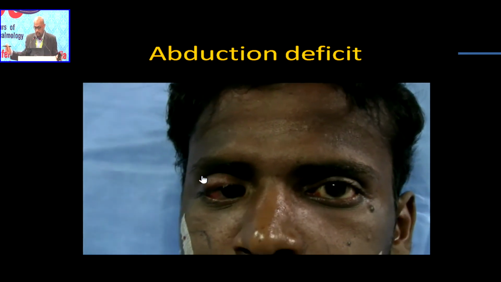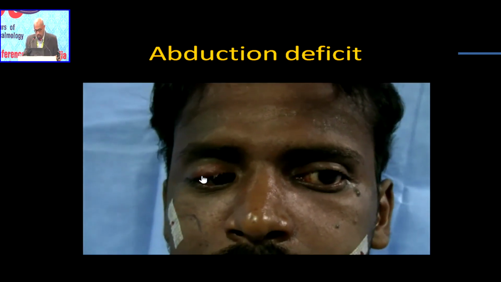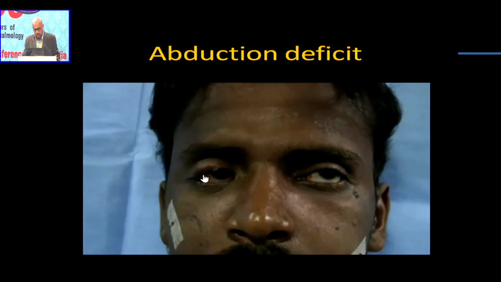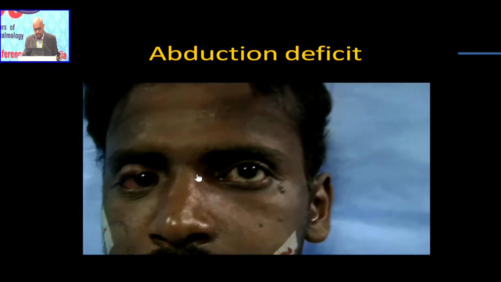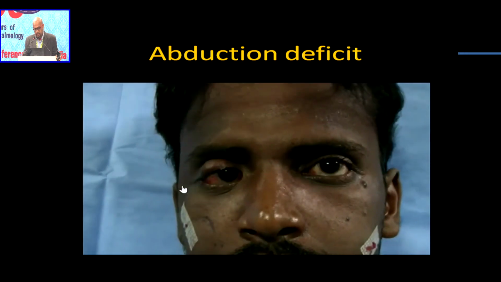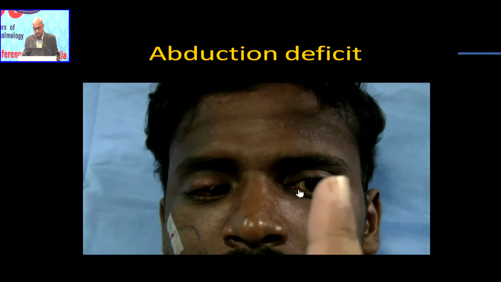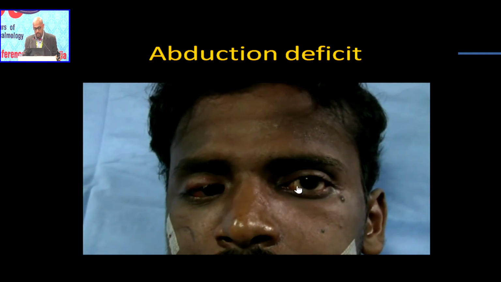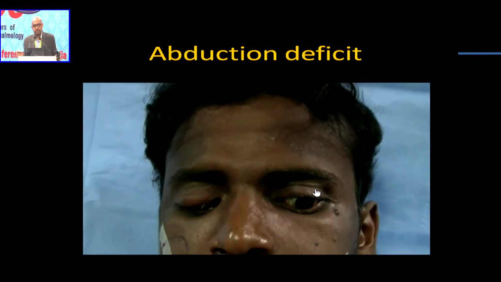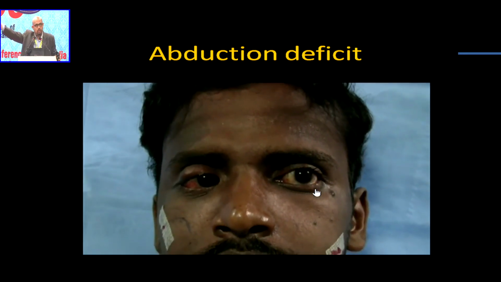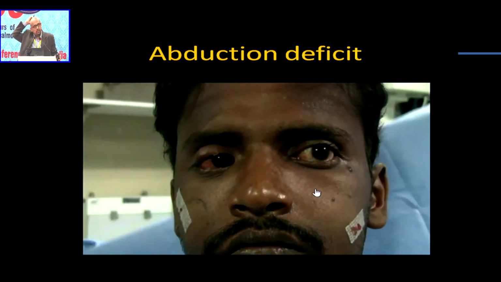Now this is how it looks when the patient tries to look to the right. What do you see here? Now patient is trying to look to the right. What do you see? Is there an abduction of the right side? Yes or no? No. And what is happening to the left eye? See, he is trying to look to the right. There is no adduction also of the left eye. Patient is not able to look to the right. In other words, patient has a right gaze palsy.